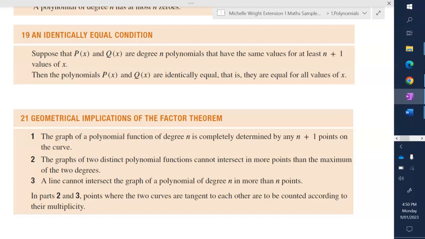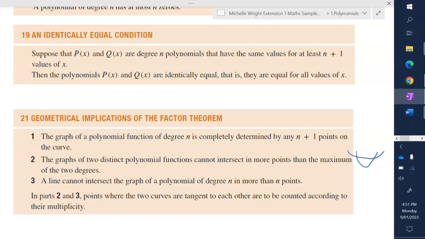Part 2. The graph of two distinct polynomial functions cannot intersect in more points than the maximum of the 2 degrees. So we think about that. If we had two distinct quadratics, I have one quadratic that looks like that and another one that is wider and cuts like that. I'm just looking at quadratics here because they're easy to graph. They cannot intersect in more than the maximum of the 2 degrees.